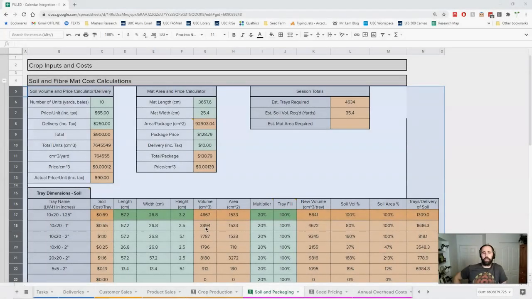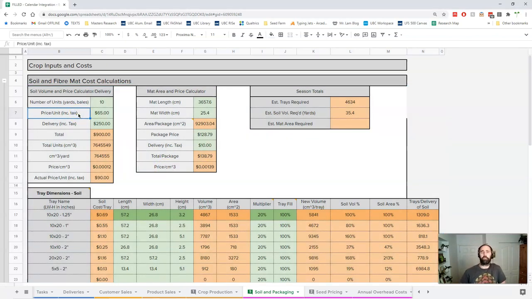Now we're going to take a look at our soil and packaging costs. This sheet can be a little complex, so we'll go through it slowly so everything makes sense. On a commercial scale, you're often buying soil in bulk, and part of that bulk is you're paying for delivery.